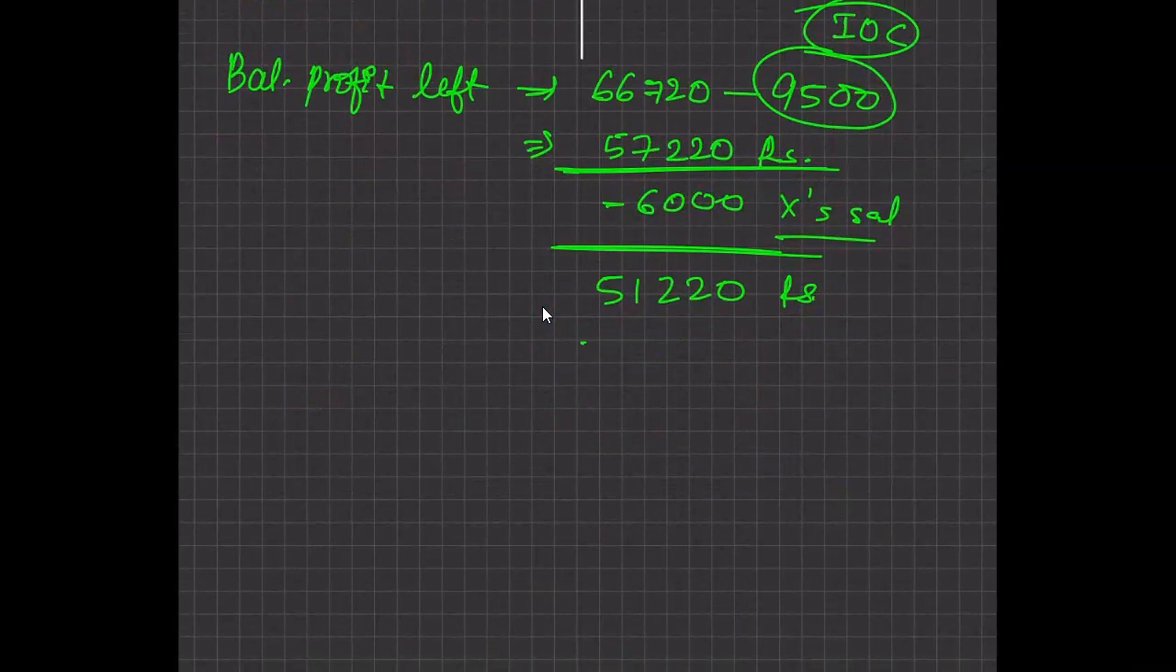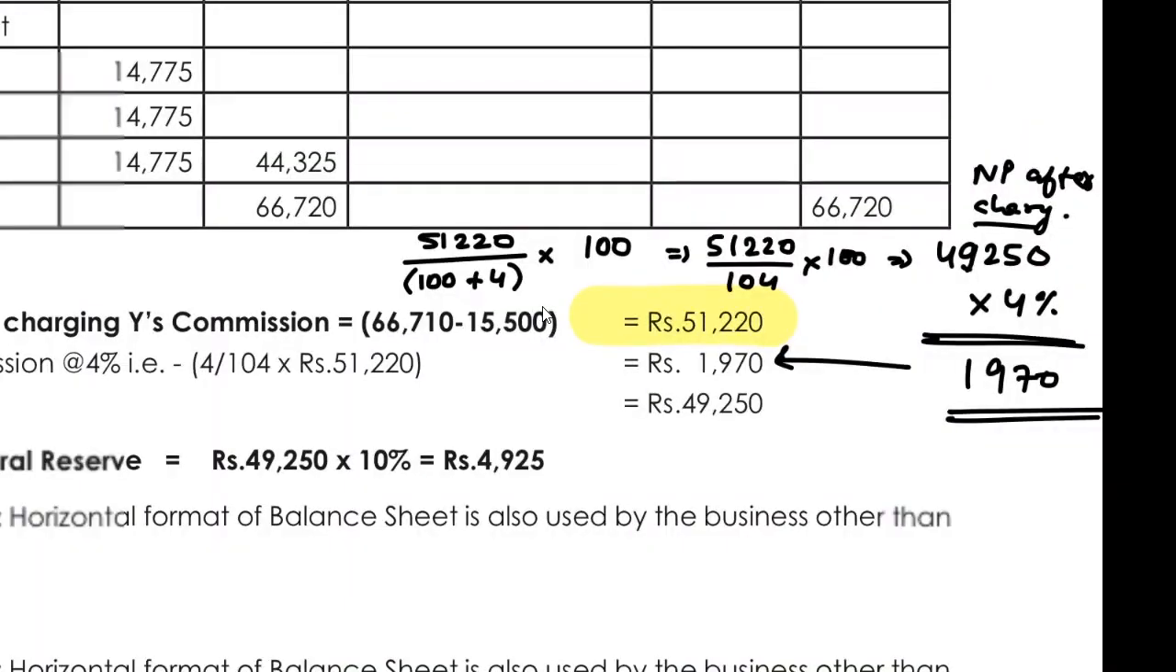Now 1,970 is also gone from this. It is gone for Wise's commission. So the balance profit that needs to be distributed is 49,250 rupees. It is the balance profit which needs to be distributed.